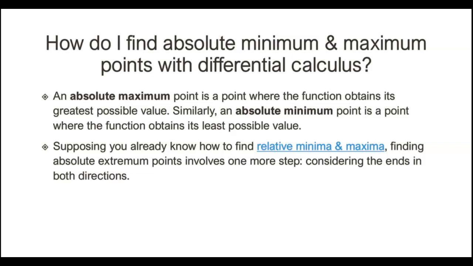The total distance is the absolute value of each change in direction. So every time the particle is at rest and changes direction, you have to find the absolute value for each of those points.